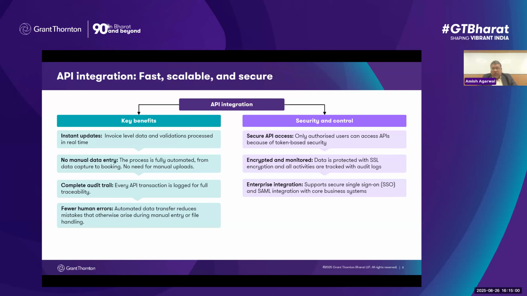Instant updates. Invoice level data and validations are processed in real time. I'll give a very classic example of an invoice here. Let's say we have raised an invoice in our ERP, and we are integrated by APIs through any ASP GSP tool. In a real time sync, the data is processed instantly, all the validations are run, errors if any are thrown at that very time itself, and the data is pushed to the tool. From the tool it is pushed to the IRP portal.